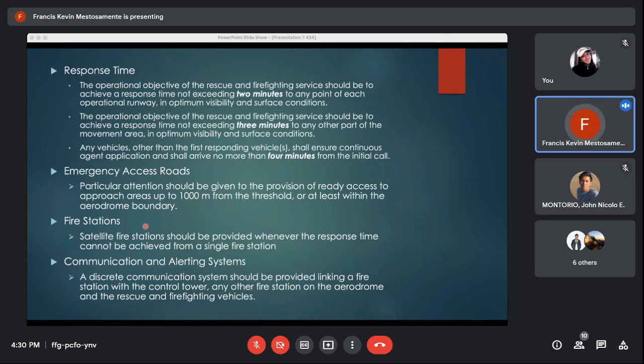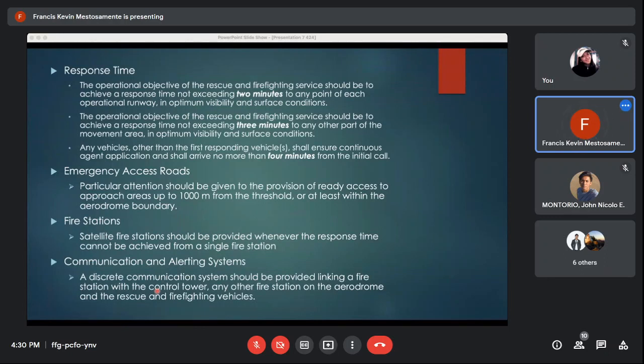Ngayon, it's under the law, in case the time kanina na required, kailangan pa mag-provide. So, this is applicable doon sa mga major international airport. Kailangan pa natin mag-provide ng satellite fire station inside the airport boundary. In case na sobrang lawak niya at sobrang laki, hindi natin ma-achieve yung response time available, we will have to provide satellite fire station.